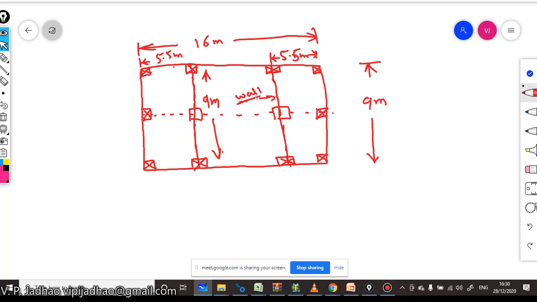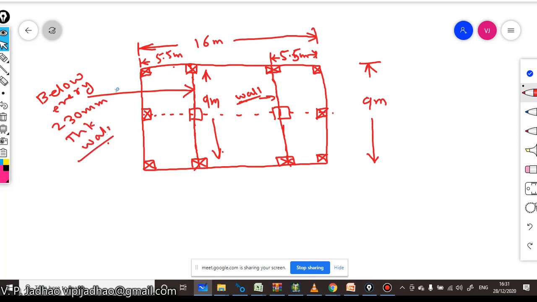And then where we should be providing the beams, the first thing we should keep in mind is that the beams should be provided below every 230 mm thick wall.